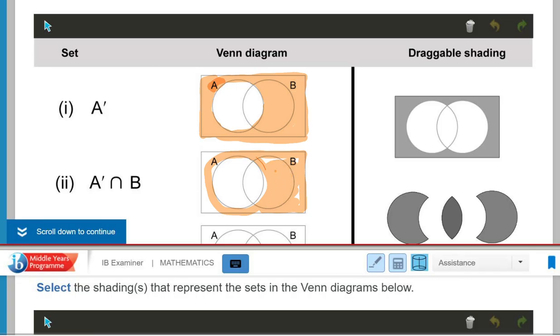Let's just do everything except for A. Now, what next? Intersection B. Let's circle B as well. Let's highlight B as well.